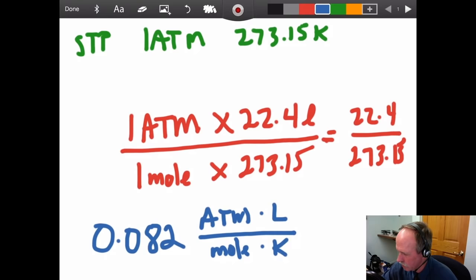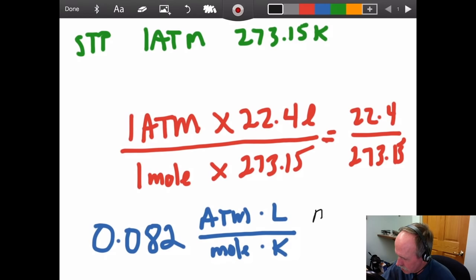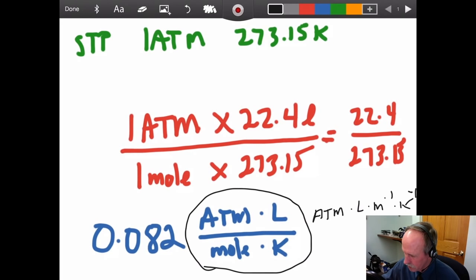Okay, now sometimes you will see that written so that it's a little bit more complex, and I don't really like doing that simply because it adds unnecessary complexity to it. But you can sometimes see it as atmosphere times liters times mole^-1 times Kelvin^-1. But basically this is what it is right here. And you can easily derive that just with a blank piece of paper at test time. You know, see how long it takes? Nothing.